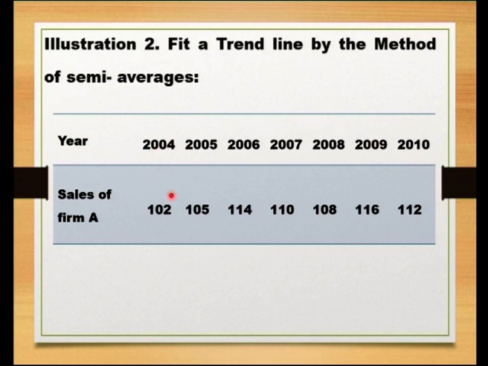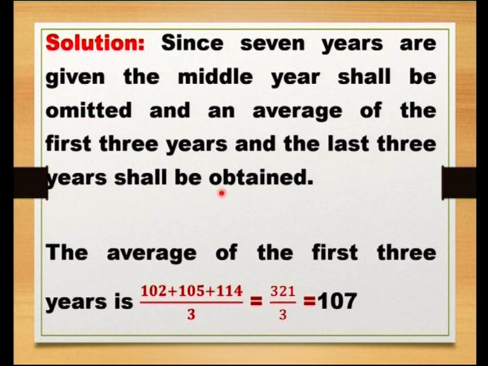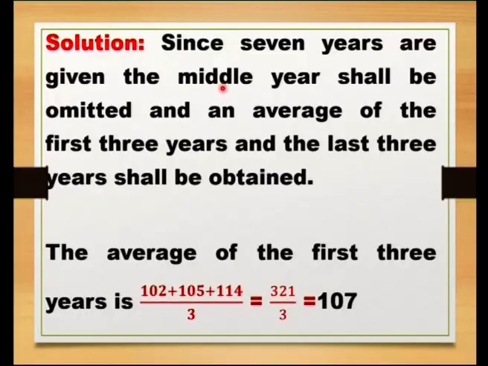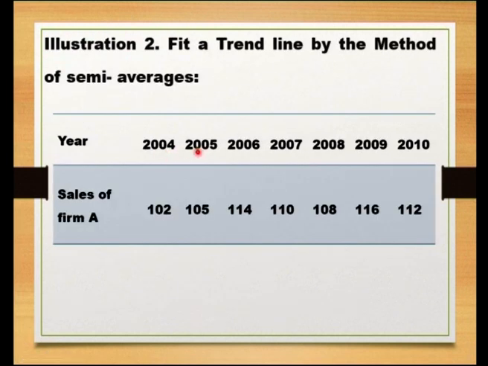For this data, we have to calculate trend line or trend values by the method of semi-averages. The solution goes like this. Since 7 years, from 2004 to 2010, are given, the middle year shall be omitted and an average of the first 3 years and the last 3 years shall be obtained. That is, 2004, 2005, 2006 are the first 3 years. So, we calculate the average for the first 3 years, and the last 3 years are 2008, 2009 and 2010. The average for the last 3 years is also calculated.